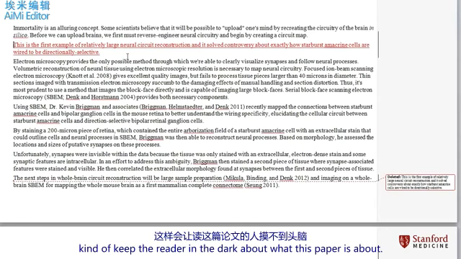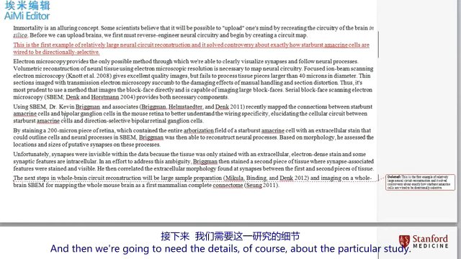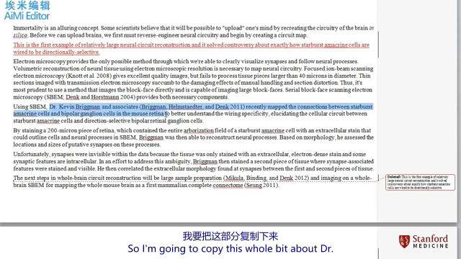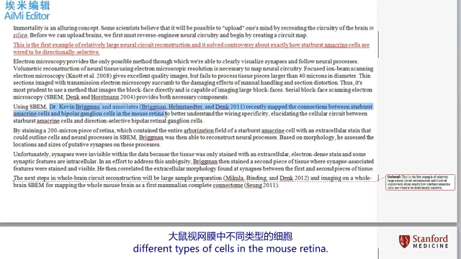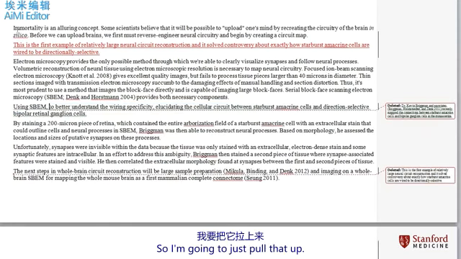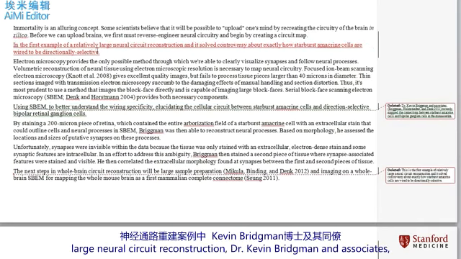Don't wait till the end and keep the reader in the dark about what this paper is about. State it right out front. And then we're going to need the details, of course, about the particular study. So I'm going to copy this whole bit about Dr. Kevin Brigman and his team recently mapping the connections between these different types of cells in the mouse retina. I'm just going to pull that up. So I'm going to say, in the first example of a relatively large neural circuit reconstruction, Dr.